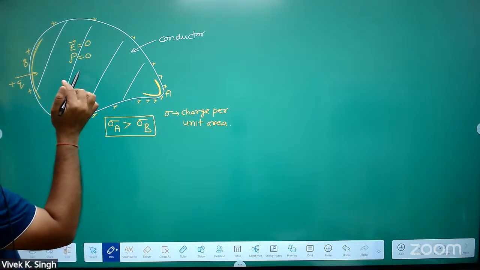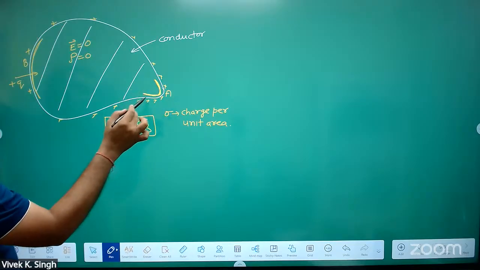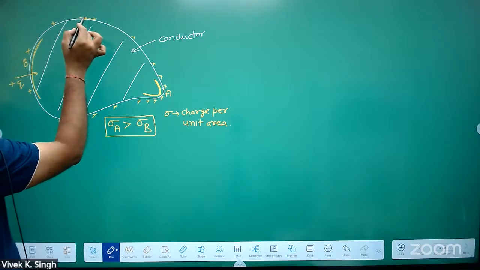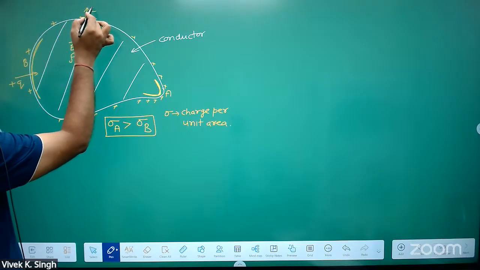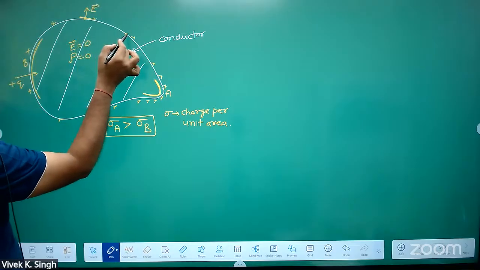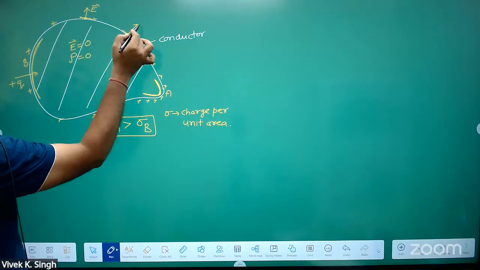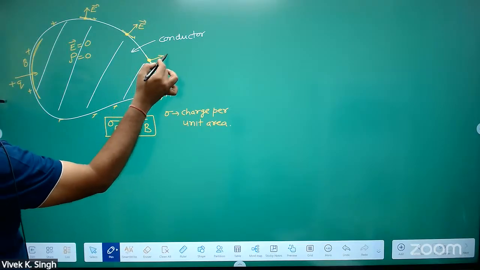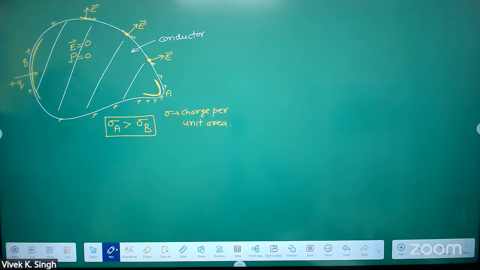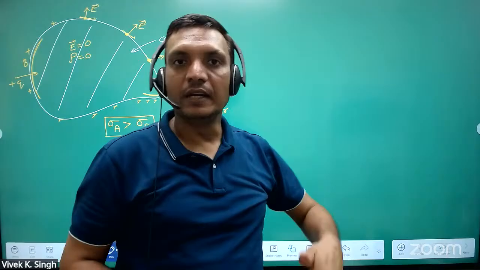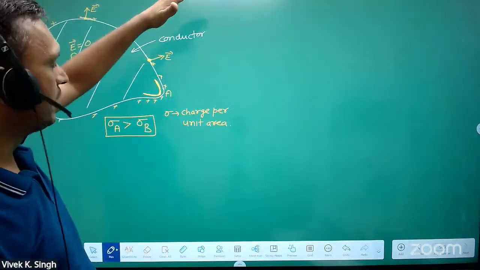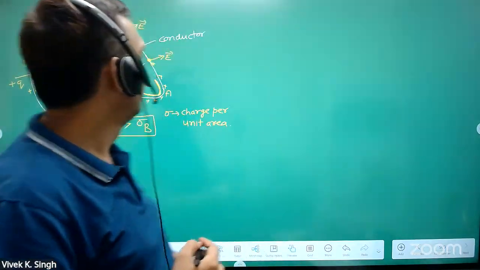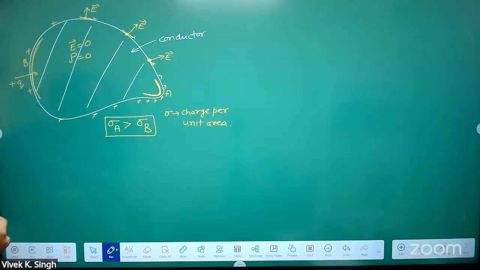Clear? Now, because the charge on the surface is positive, at any point the field will be perpendicular to the surface and pointing outward. If the charge is negative, it will be towards the surface. So the electric field will be perpendicular to the surface: when charges are positive, it is away from the surface; when charges are negative, it is towards the surface. Is it clear? So these are the properties of a conductor.